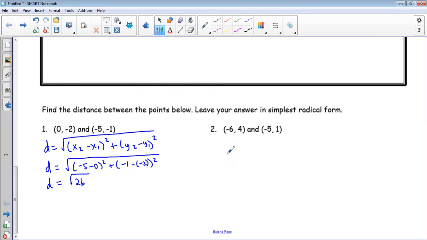Okay, another one over here. The formula is right there, so I'm not going to have to write it here, but normally I'd write it for each question. The square root of -5 minus -6 squared plus 1 minus 4 squared. Minus a negative 6 is plus a positive 6, which is 1, 1 squared is 1, plus negative 3 squared is 9, 1 plus 9 is 10. D equals the square root of 10.